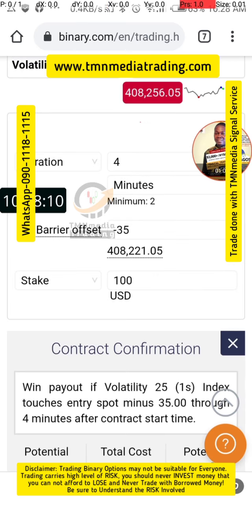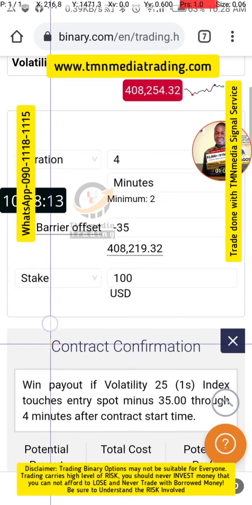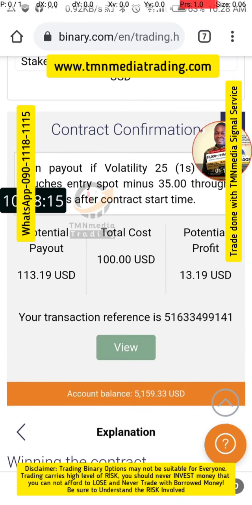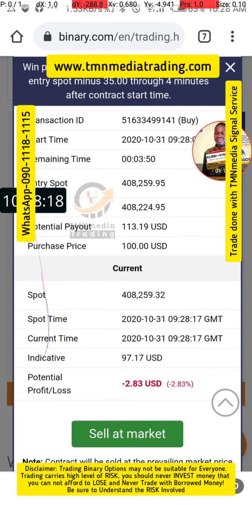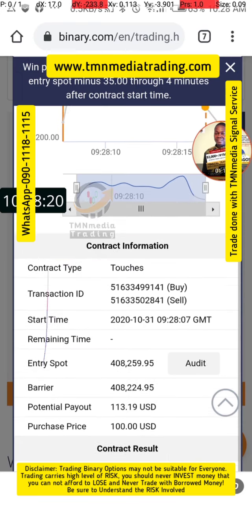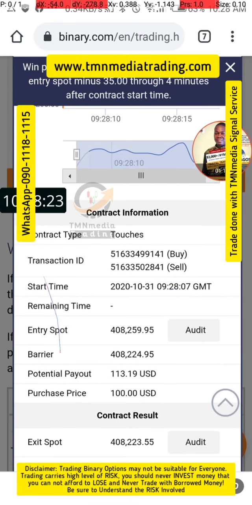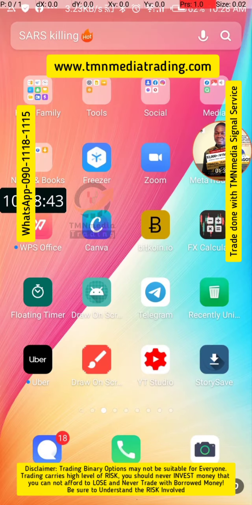Okay, I just got a signal for the volatility 25 index and I just placed the trade. So at least the trade is on right now. Okay, so the trade has pulled through. This is me using the signal service to trade. Probably I should show you the signal. It's not on this phone because I'm working on so many things, but I'm going to show you the one I just traded right now. So let's go and check.